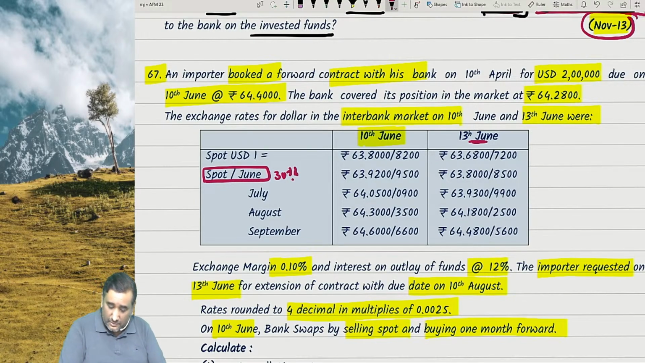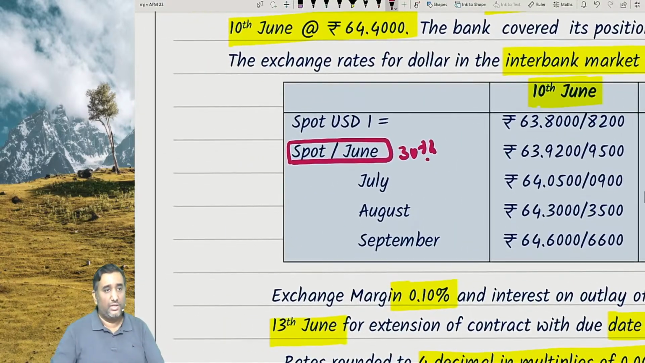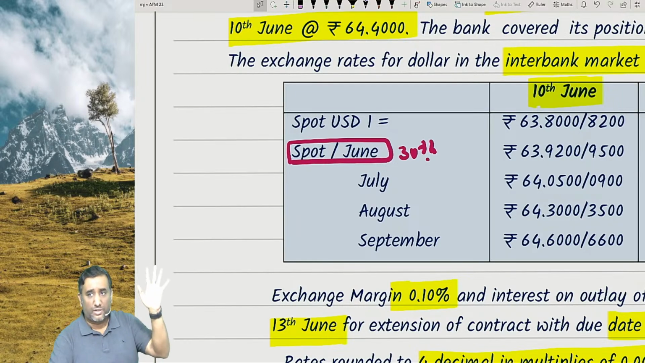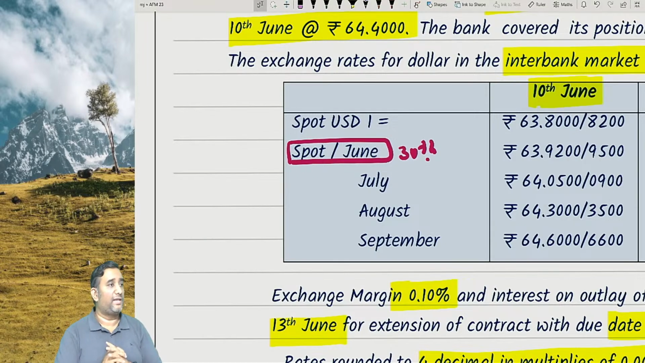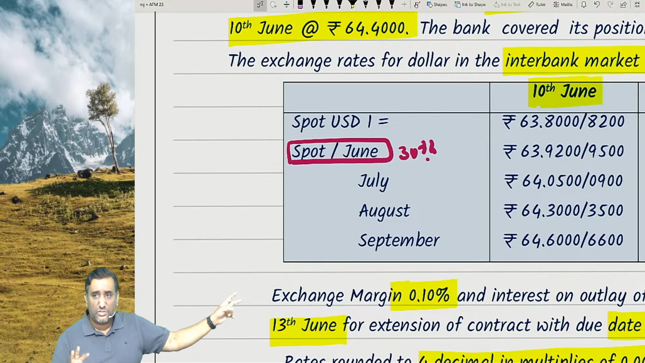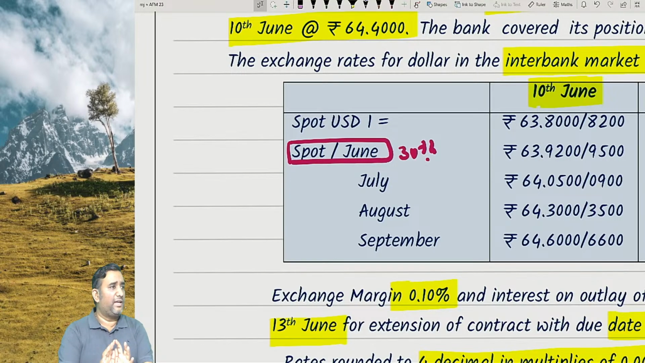The problem is, when the rates were decided on 10th June, today is 10th June and I was standing in the market and I asked someone what is the spot rate today? Assume today is 10th. He said spot rate is 63.800, 63.8200. Then I asked what are the forward rates and he gave me this rate. And he gave me one for 30th June. I don't know whether it's 30th, 31st July, 10th July, August, but he gave me these rates.